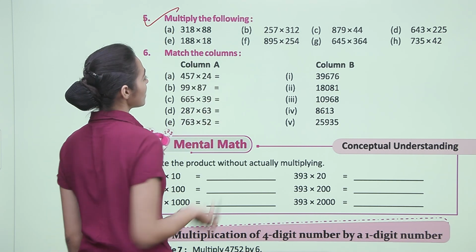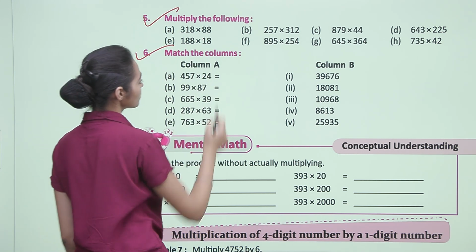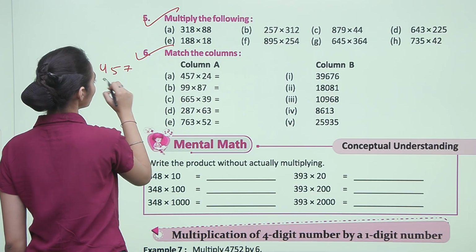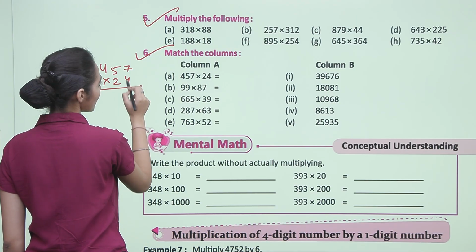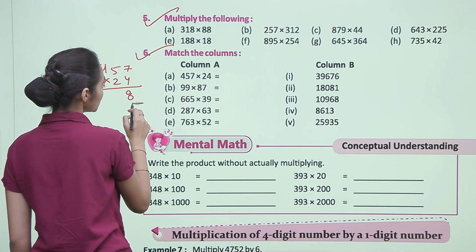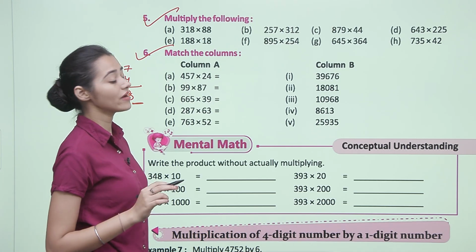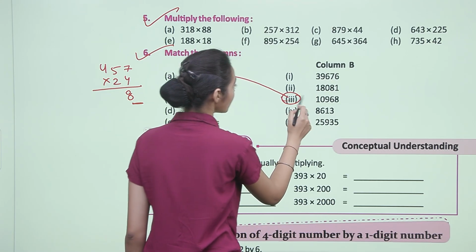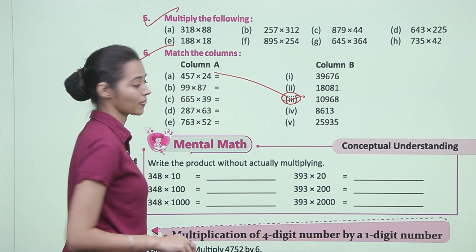Similarly, in this one also we have to find the product. Now in the next one we have to match the column of 457 into 24. When we multiply, 7 4s are 28. That means the answer in which we have 8 as our ones digit, that is the third one, is our correct answer.